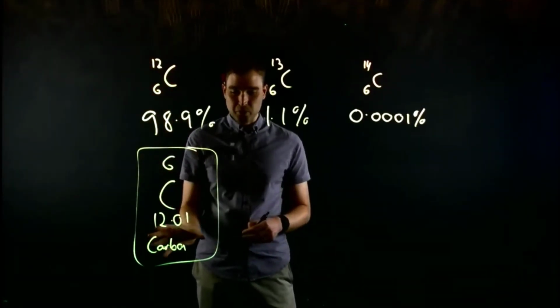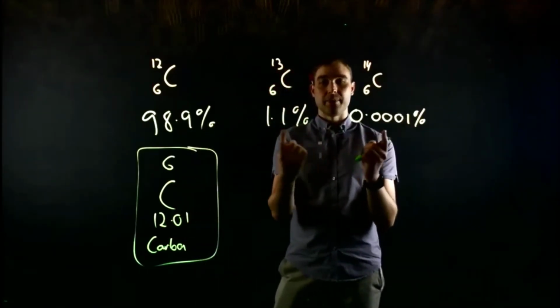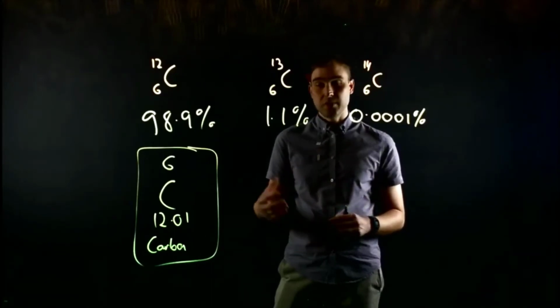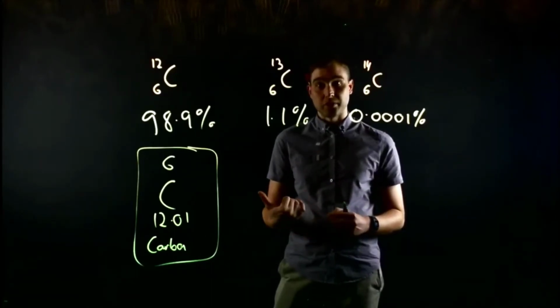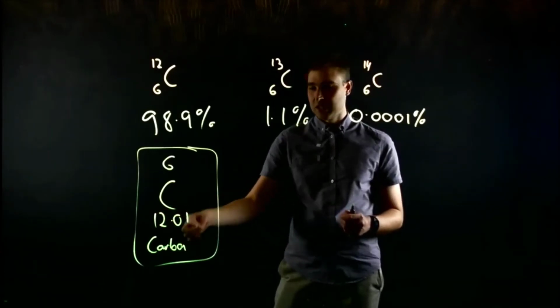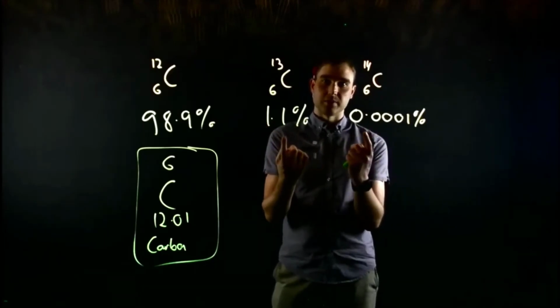But carbon's overall average mass is 12.01 because we have this small proportion of these heavier naturally occurring isotopes of carbon. So if you had 1 mole of carbon, we'll talk about moles a bit later on, 1 mole of carbon would weigh 12.01 grams, not 12.00, because we have this small proportion of carbon that weighs a bit more.